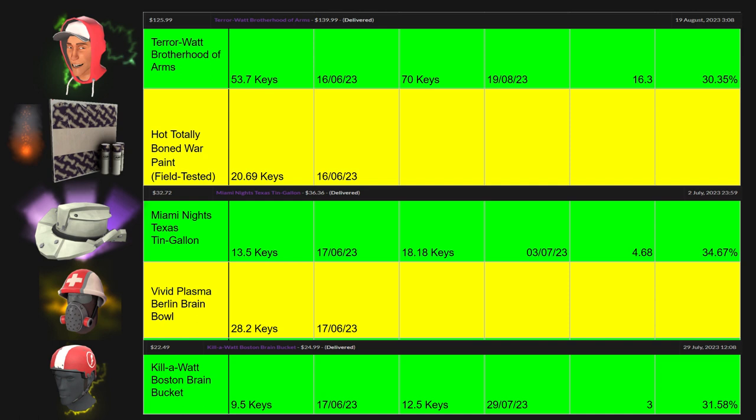Miami Knights Texas 10 Gallon. Decent looking hat for Engineer, even if it is robo. I actually think Miami Knights is quite overrated for its price, to be honest. I think Cloud9 and Disco Beatdown are superior. Nevertheless, good profit margin in just 20 days.